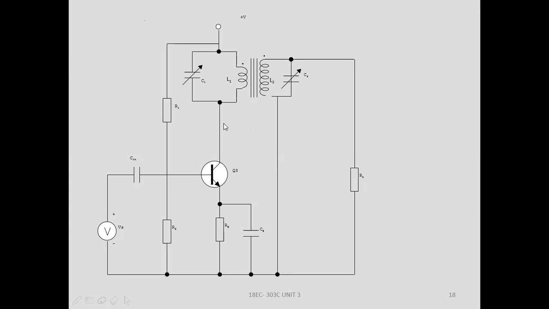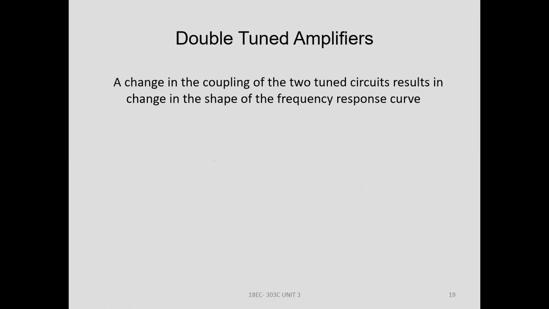Now, what is the difference? It has two tuned circuits, L1C1 and L2C2. A change in the coupling of the two tuned circuits results in a change in the shape of the frequency response curve. So the frequency response depends on the two tuned circuits, and especially on the coupling, that is, how the second circuit is coupled with the mutual inductance.